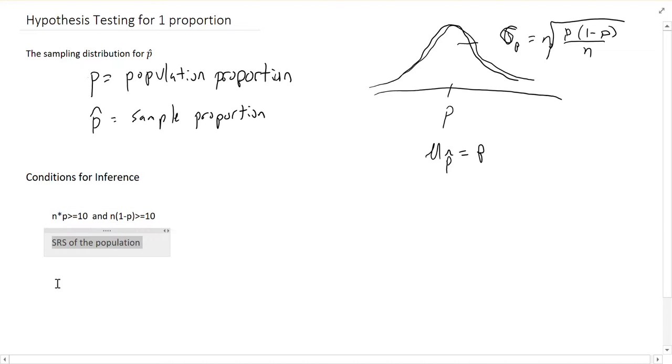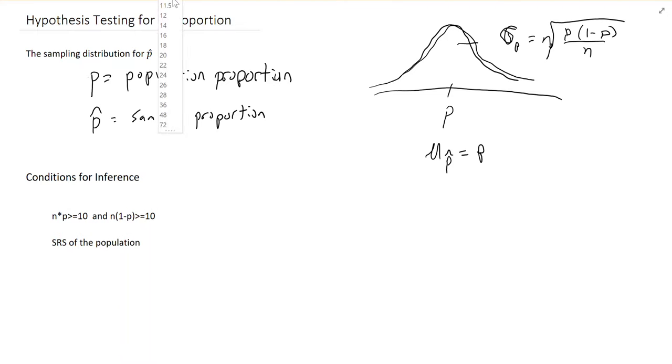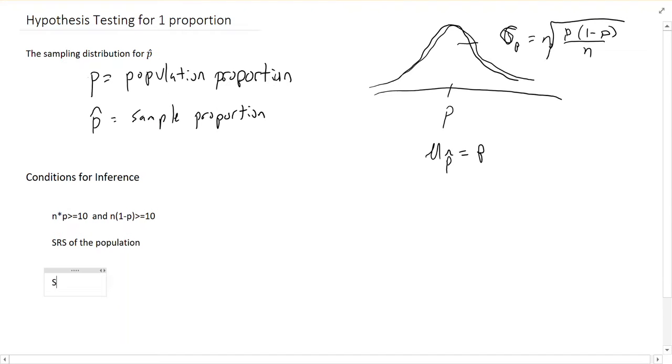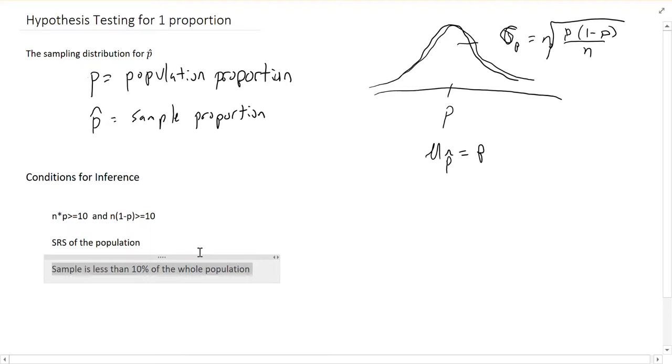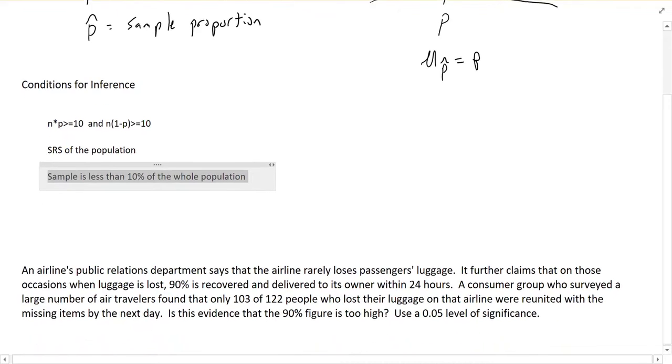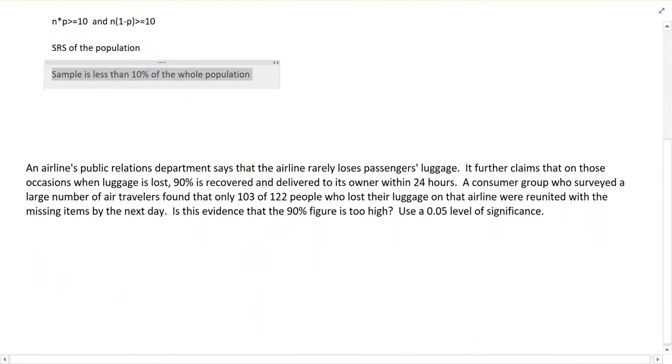If your sample is getting too big, the sampling distribution, we can't do the normal approximation in that case. So we're just going to look at doing a normal approximation here in this case. We're going to see those things are in place.